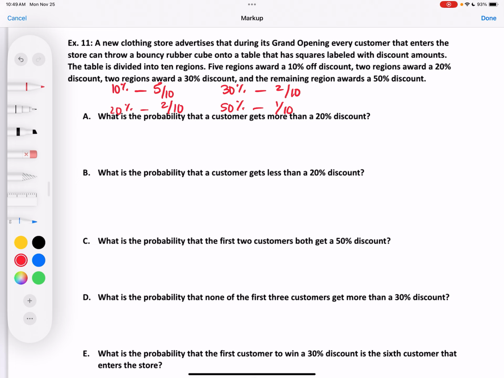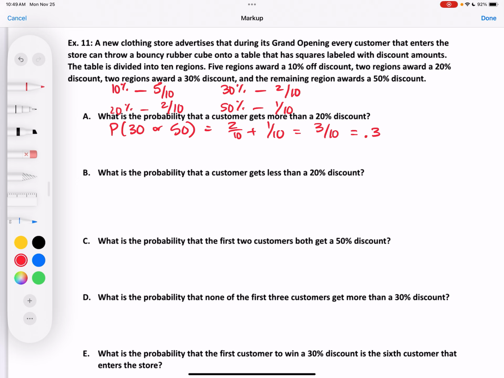So the probability that a customer gets more than 20%. What discount does that imply that they can get out of the options? 50 or 30. Yep. So I can either do the probability of 30 or 50, which would be 2 out of 10 plus 1 out of 10, which would give me 3 out of 10 or 0.3.